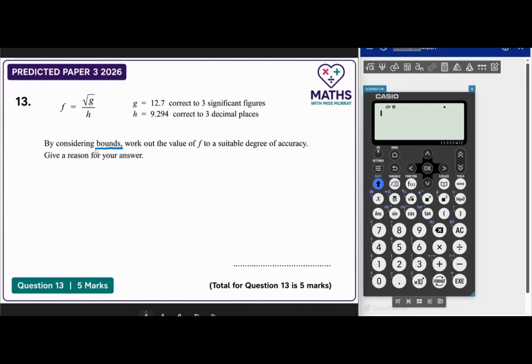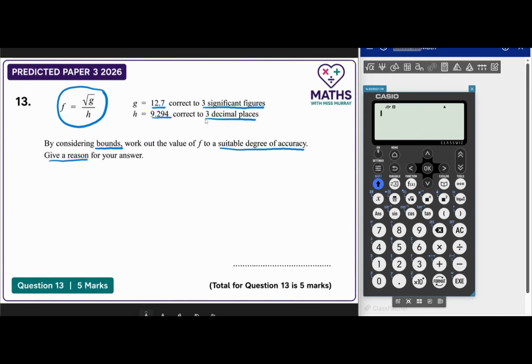By considering bounds, work out the value of f to a suitable degree of accuracy. Give a reason for your answer. So this is what I've been given here. This is my formula, and I've been told that g is 12.7, to 3 significant figures, and H is 9.294, correct to 3 decimal places.